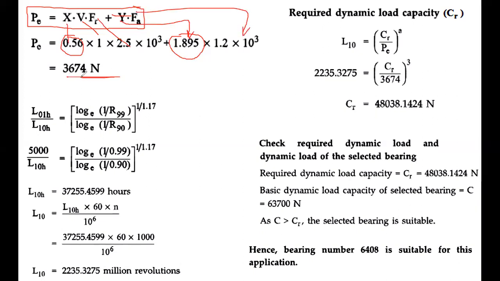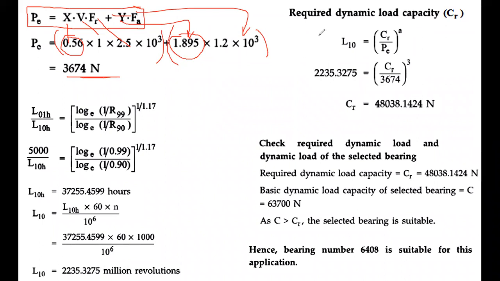So once you simplify it properly, put the brackets. Otherwise, you will get the wrong answer. This is how you should put the bracket. First multiply 0.56 into 1 into 2.5 times 10 raised to 3. Then add it with the bracket of 1.895 into 1.2 into 10 raised to 3. You should be getting the answer 3674 Newton.